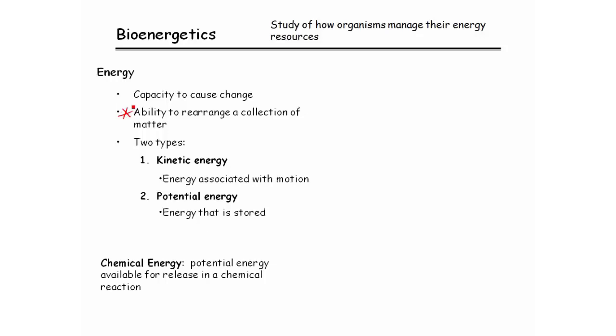Now, a type of energy that we'll be talking about a lot in this chapter and in the next few will be chemical energy. Chemical energy is potential energy, and this is potential energy that is stored within a molecule that is going to be available for release in a chemical reaction.